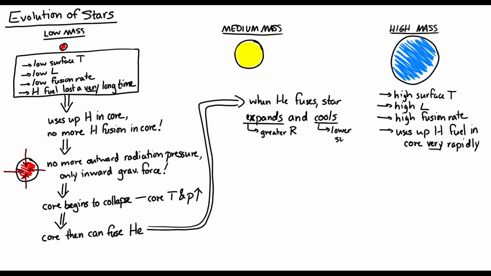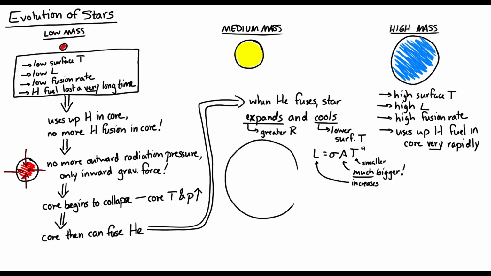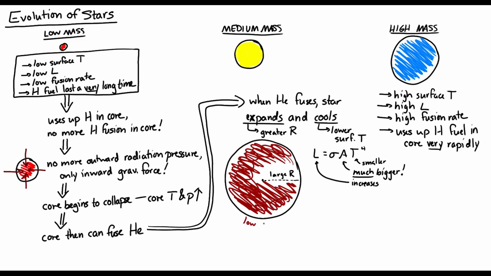But the surface temperature of the star decreases. But the radius becomes so much larger that the luminosity actually increases. So what we get is a high radius, a high luminosity, and a low temperature. This is a red giant. The red giants that we saw in the HR diagram, this is where they come from. It's when the star uses up the hydrogen in its core and the outer part of the star expands.